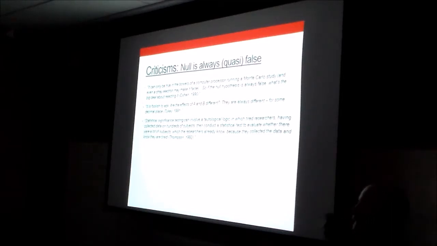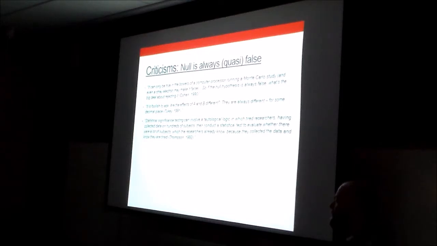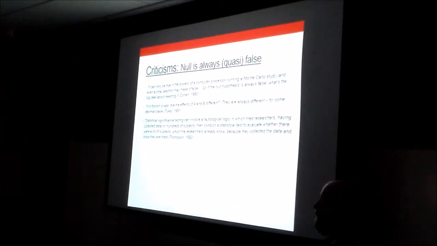Okay. Criticism that's a little bit easier to wrap your head around, maybe conceptually, that doesn't have to do with prior probabilities. Null hypothesis is always false. Okay? Cohen talks about it only being true in the bowels of a computer processor running a Monte Carlo study, and even then a stray electron might make it false. So if the null hypothesis is always false, what's the big deal about rejecting it? Why is the null hypothesis always false? Like, what's the argument behind this?